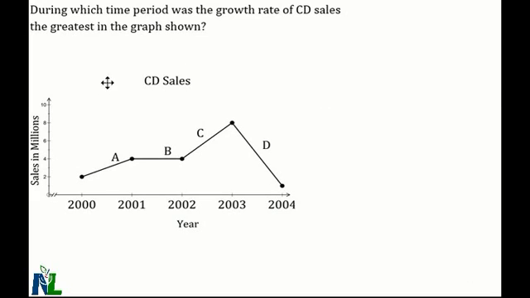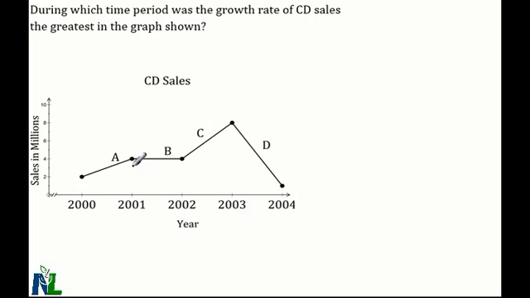In this video, we'll be looking at determining the rate of growth given a linear graph and a particular situation. So in this particular problem, it says, during which time period was the growth rate of CD sales the greatest in the graph shown. So what we're looking for is when sales are increasing, because it says the growth rate.